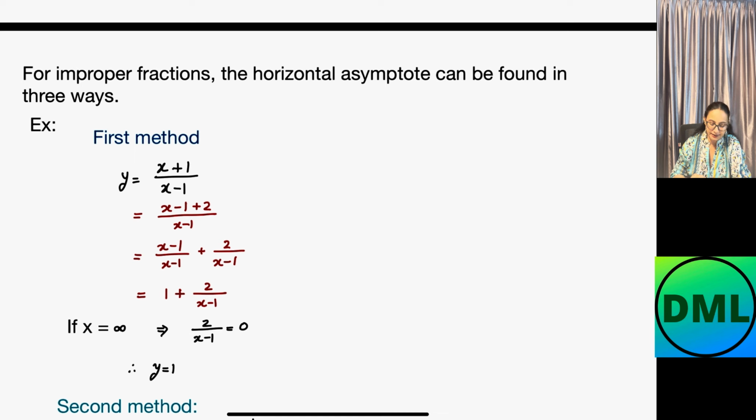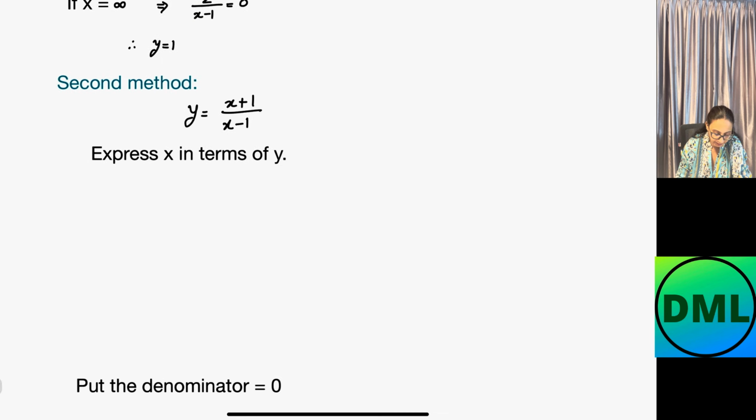Let's see the second method here. In the second method, express x in terms of y. Let's solve this here and express x in terms of y. We have y over 1 is equal to x plus 1 divided by x minus 1. I will do the cross multiplication on both the sides. y bracket of x minus 1 is equal to x plus 1 bracket 1.